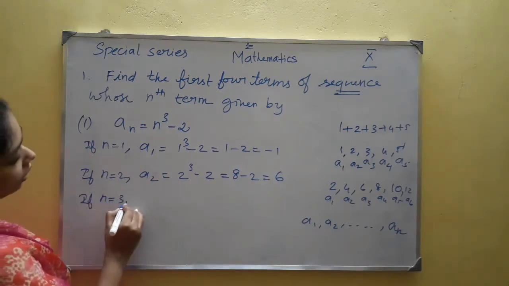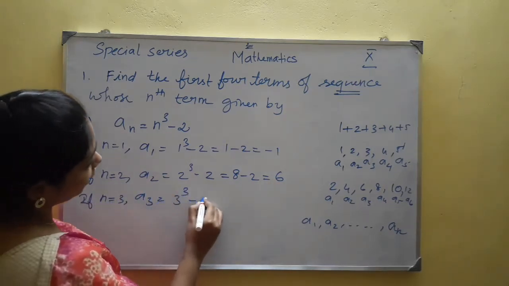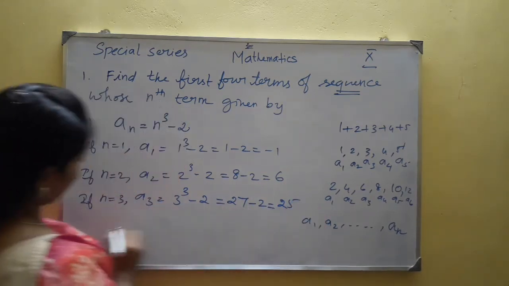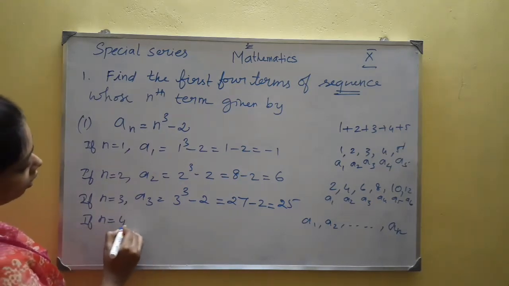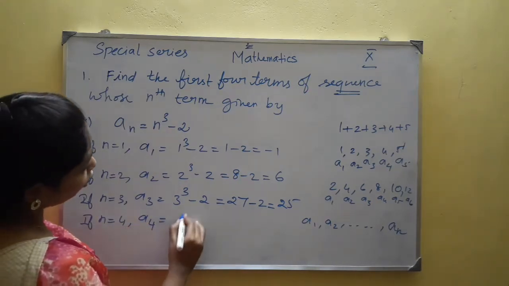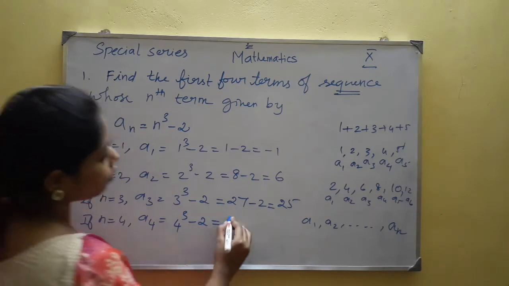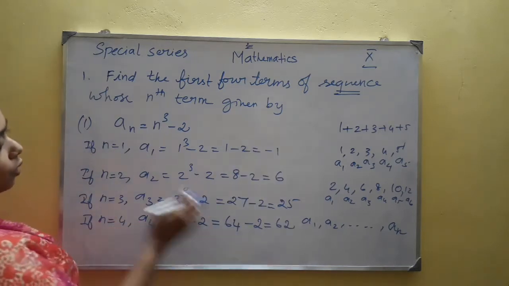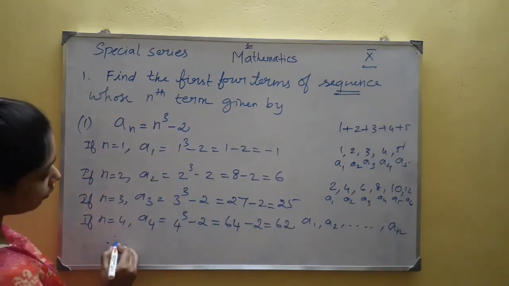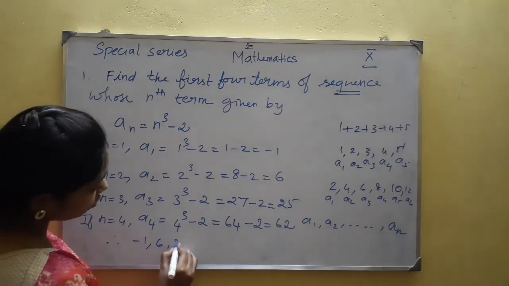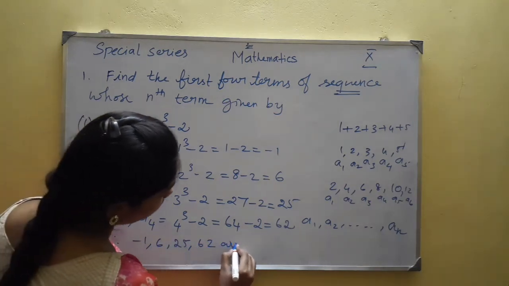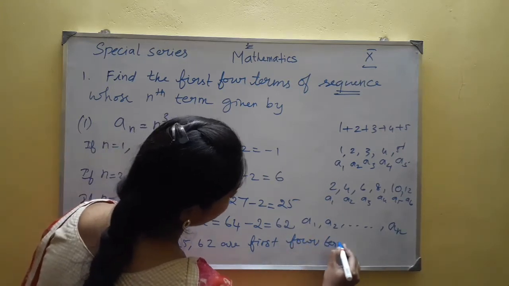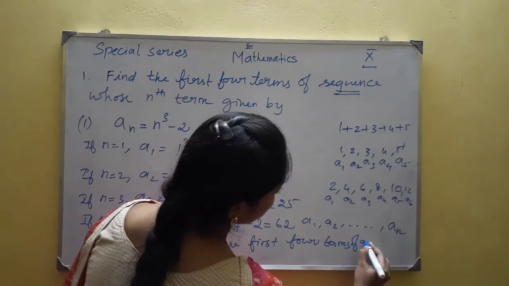If n is equal to 3, A3 is 3 cube minus 2. 3 cubed is 27, minus 2 is equal to 25. If n is equal to 4, A4 is 4 cube minus 2. 4 cubed is 64, minus 2 is equal to 62. So you have found the first 4 terms A1, A2, A3, A4. Therefore minus 1, 6, 25, 62 are the first 4 terms of the sequence.